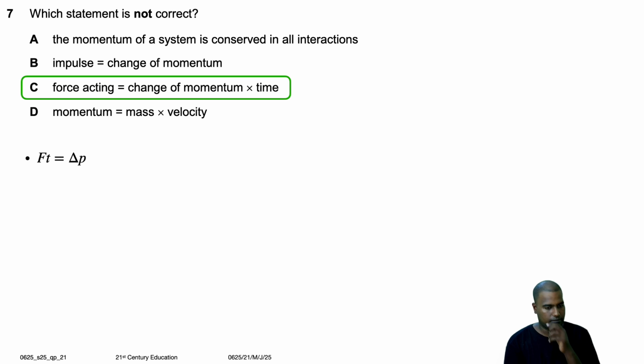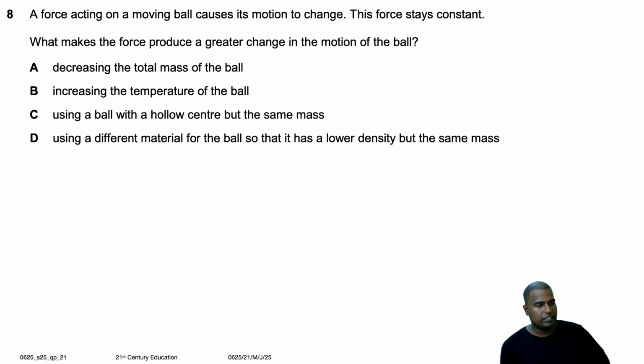A force acting on a moving ball causes its motion to change. The force stays constant. What makes the force produce greater change in the motion of the ball? We know that force is mass into acceleration, so acceleration is force by mass. Why acceleration? Because we want to find change in motion of the ball, so acceleration is change in motion. So for the same force, less mass means more acceleration.